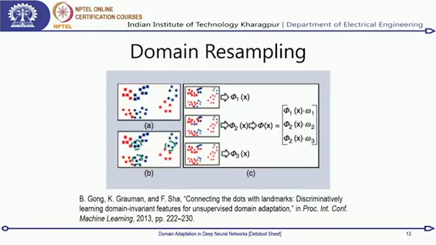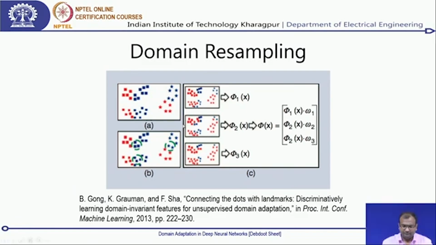Okay. Now there is also another method called domain resampling, in which, if you have multiple features, you create subspaces of features and then try to resample from these subspaces of features, mix them with different affine transformations and come down to a common form of higher dimensional space between your source domain and your target domain.